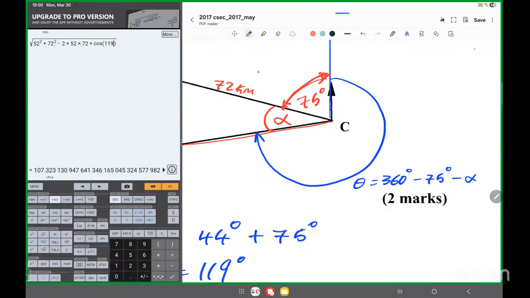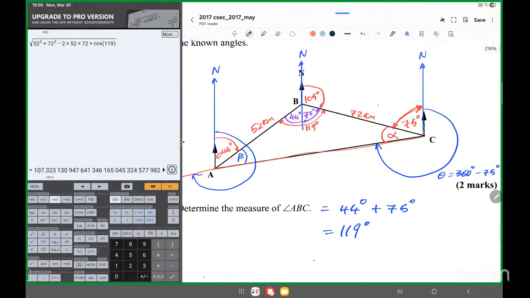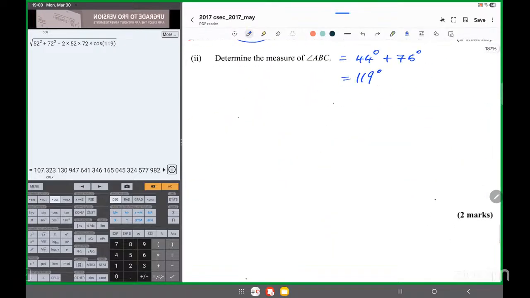How are we going to find the alpha? We're going to use the sine rule, yes, because we have this angle and this side. We know this side. No, this side was what? What did you get for it again?